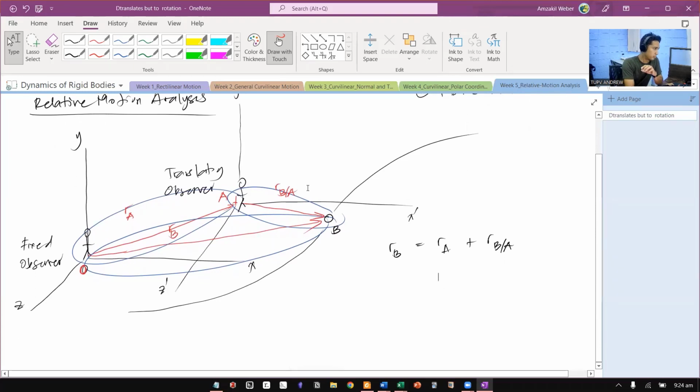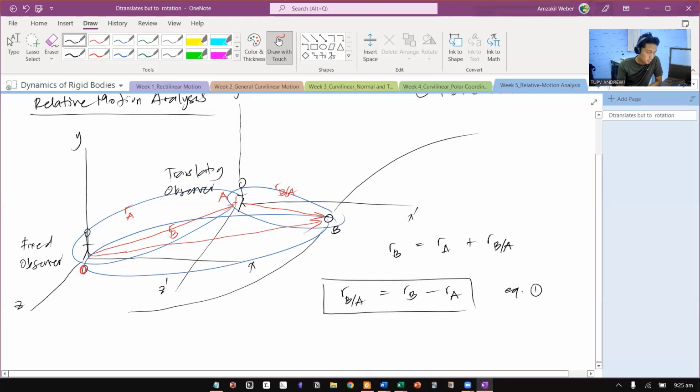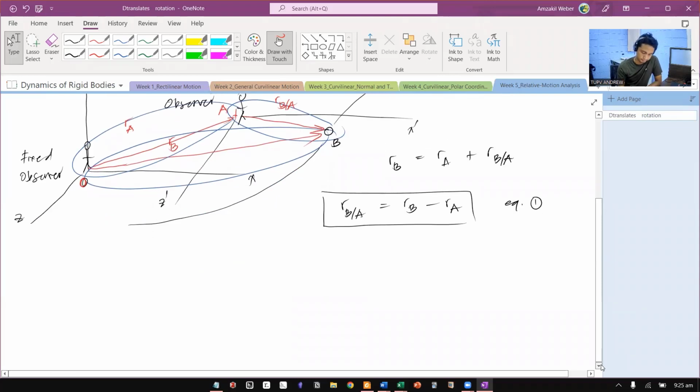Okay. So going back here, let's transpose RA. Finalize our equation. RB/A is equal to RB minus RA. So this is our very first equation. The relative position of B with respect to A, or relative to A, is equal to the absolute position of B minus, of course, vectorially, the absolute position of A. Okay? You cannot add or subtract if the vectors are not on the same axis. You have to be on the same axis before you operate on the vectors.